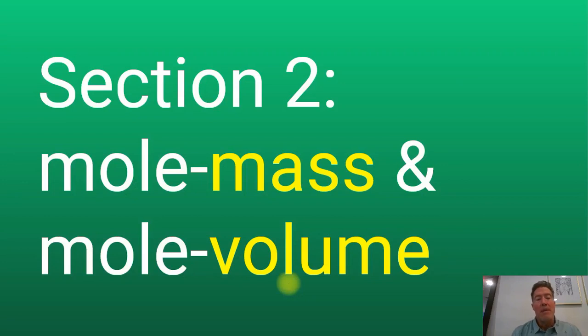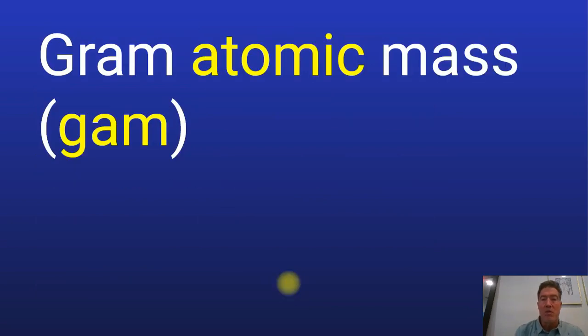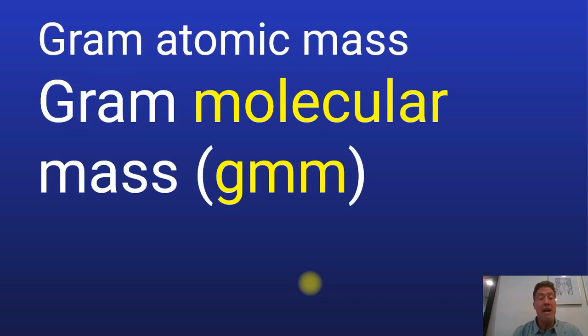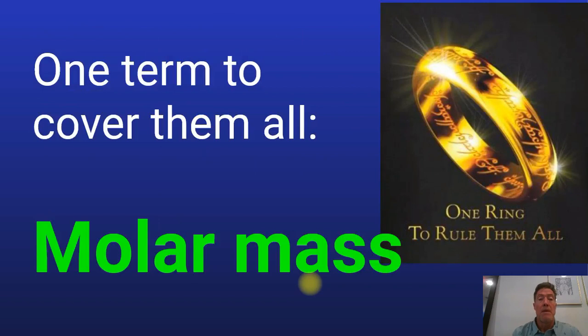Now in this section we're going to be looking at molar mass and molar volume. In the first section we learned 3 new terms to represent the moles of different substances. Gram atomic mass, the mass of a mole of atoms. Gram molecular mass, the mass of a mole of molecules. And gram formula mass, the mass of a mole of formula units. But we can use one term to cover all those other terms, molar mass. So that's the term we're going to use, molar mass.